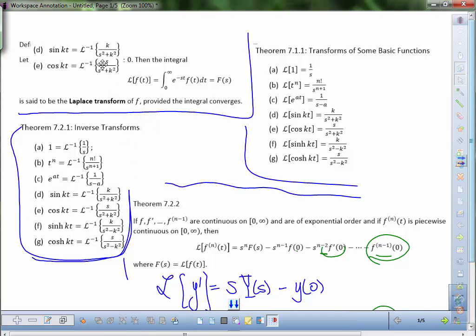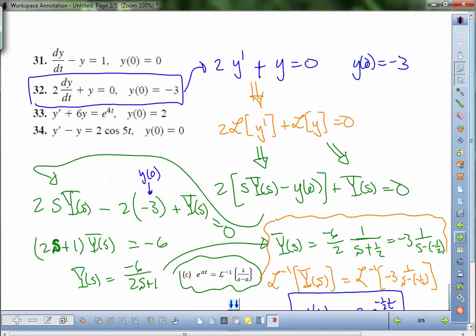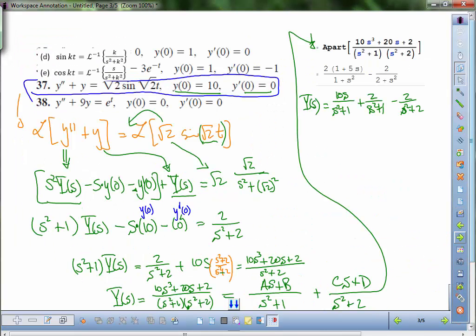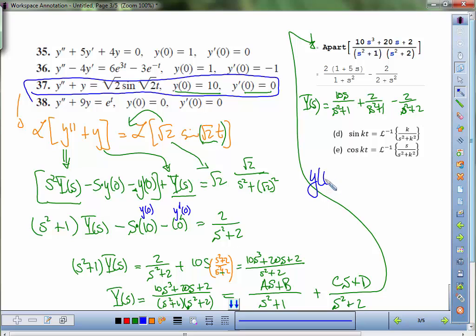So if you could try to remember, the sine has a transformation that has a constant on top. The cosine has a transformation that has the s variable on top. Okay. So that will bring us to our solution in the real world, little y of t.